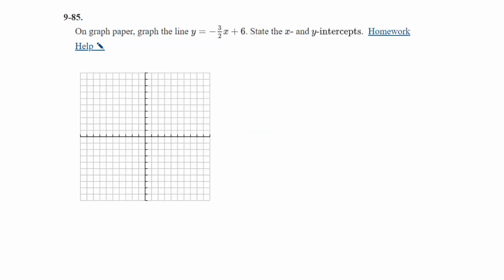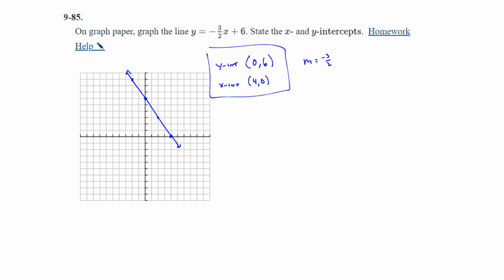Question 85, on graph paper, graph the line y equals negative 3/2 x plus 6. State the x and the y intercepts. So we know that the y-intercept is at 0, 6. And we know that the slope is negative 3/2. So let's graph the line, down 3 over 2, down 3 over 2. We also then identified the x-intercept by using the slope. So we now know the x-intercept is at 4, 0. And then we can graph the line based on those points. So we've graphed the line, and we've also stated the x and the y intercepts.